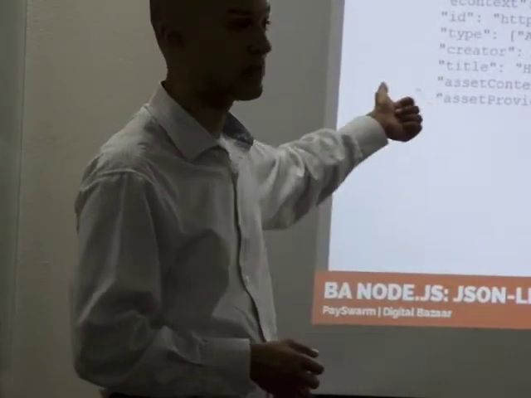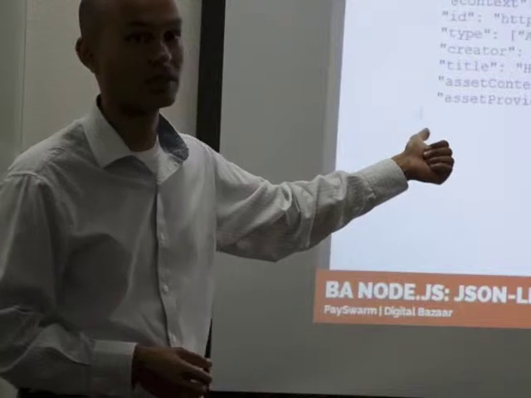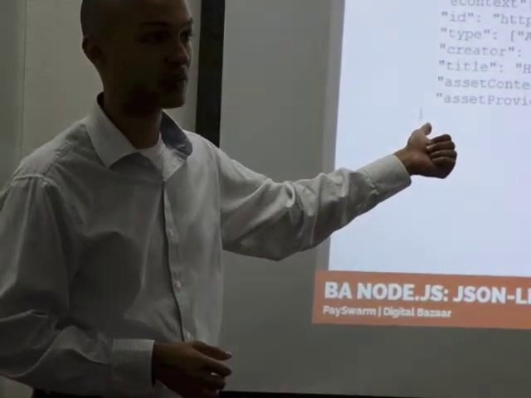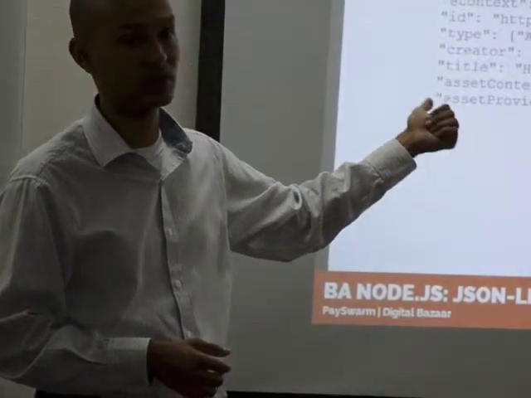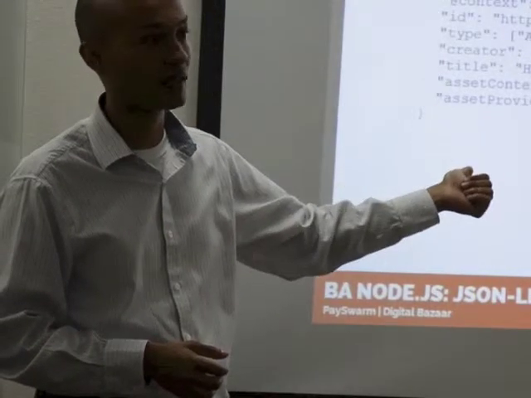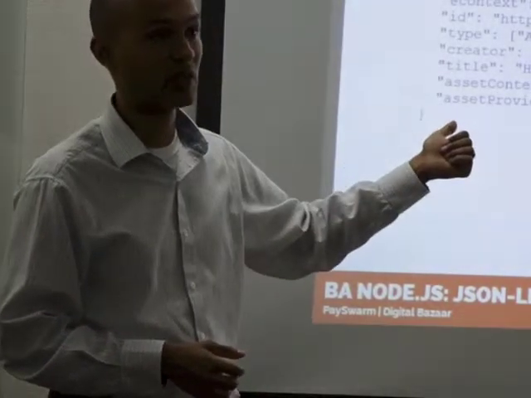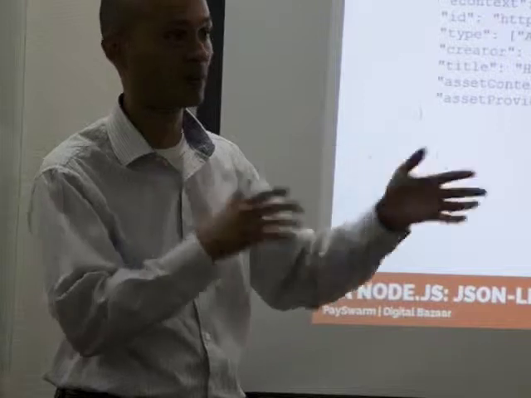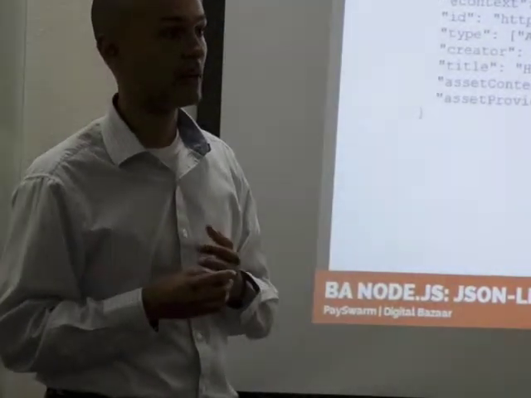The same thing could happen with JSON-LD. If Facebook's REST API, Twitter's REST API, if those developers get together and they agree on some context, then that data could be machine readable and exchangeable between Twitter and Facebook and Google Plus.